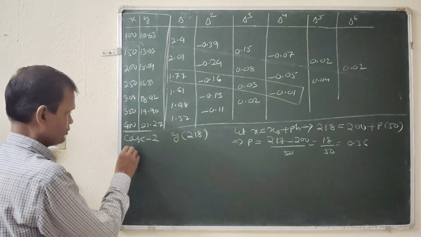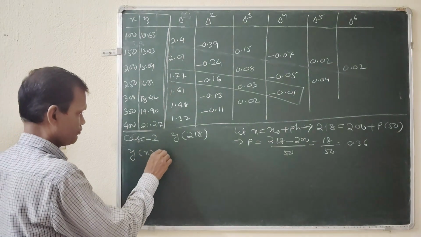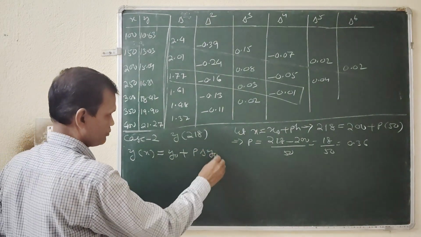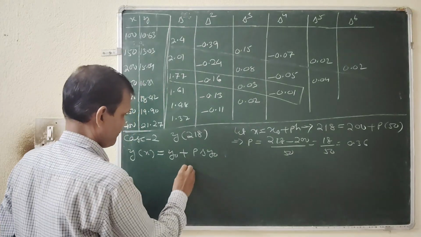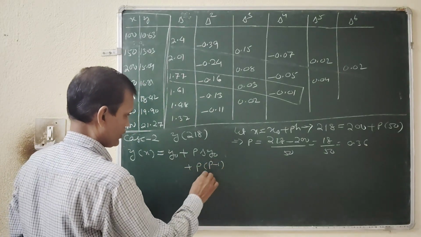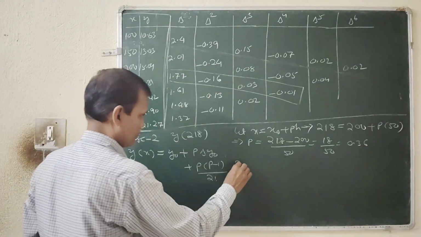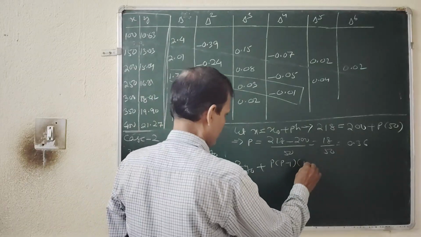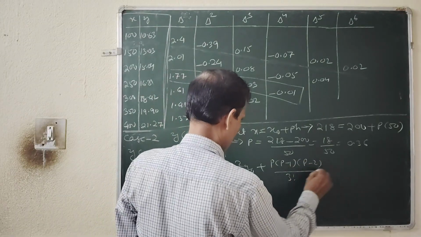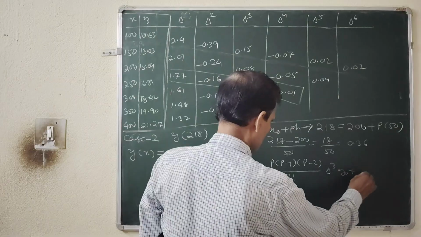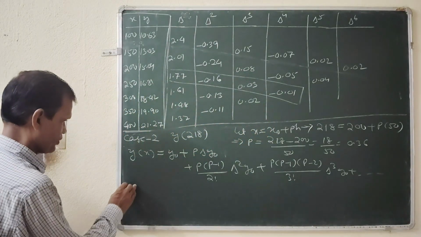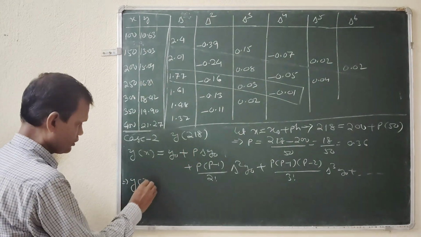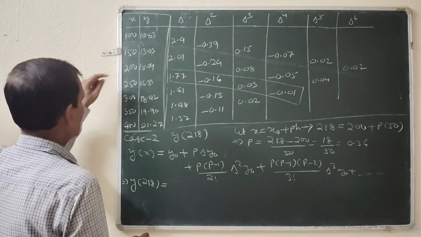So now the problem is y of x. What is the formula? That is y0 plus p delta y0 plus p into p minus 1 by 2 factorial delta square y0 plus p into p minus 1 into p minus 2 by 3 factorial delta cube y0 and so on. This is the formula. Then you put the values. That implies we have to find out the value at y of 218.